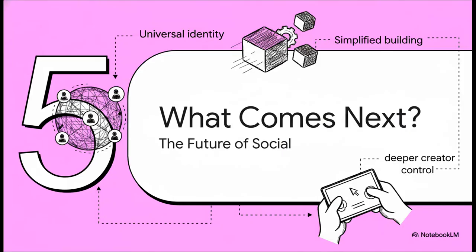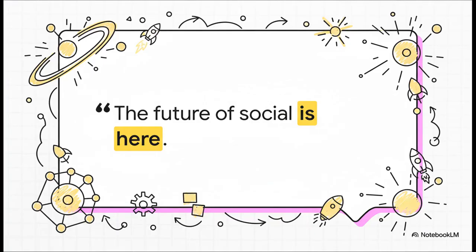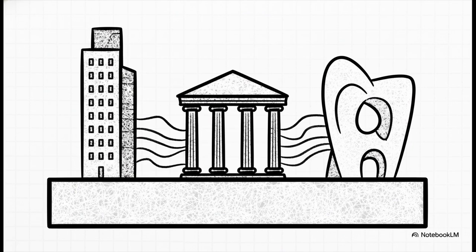So when you put this all together, the universal identity, the simpler building tools, the deeper creator control, what does it actually mean for the future of the social web? Well, the folks behind this are making a pretty bold claim. They're not saying the future is coming, they're saying it's already here. Now, I think that's the key takeaway. This isn't just about one new product. It's about laying down a whole new foundation, a new set of rules for a more open, interconnected social web that's actually owned by its users.